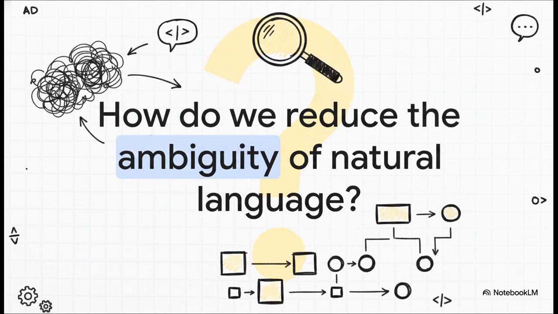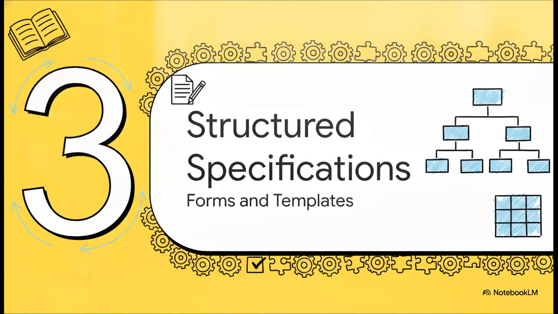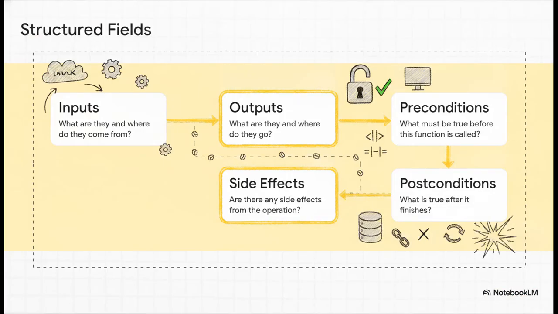Even with all those great guidelines, natural language can still leave things open to interpretation when we start defining really complex software behavior. So I have a question for you. How do we further reduce the ambiguity of free-form text when we hit that really complex logic? Well, the answer brings us to Section 3, Structured Specifications. The solution to free-form ambiguity is using standard forms or templates. When we use a structured form, we treat it almost like a rigorous checklist.